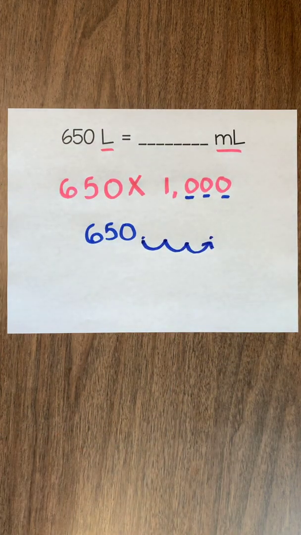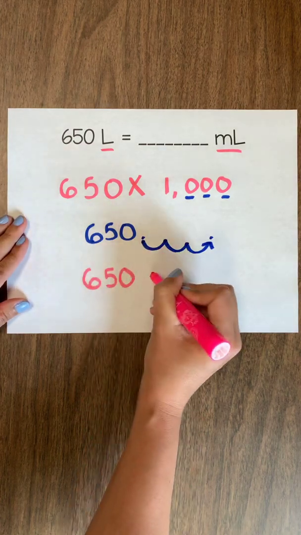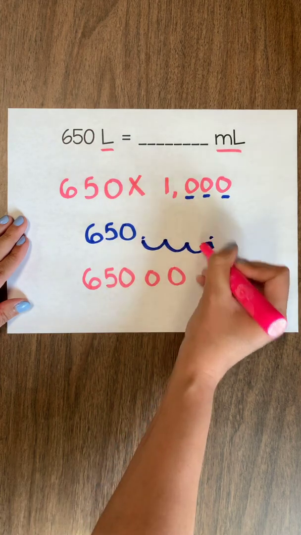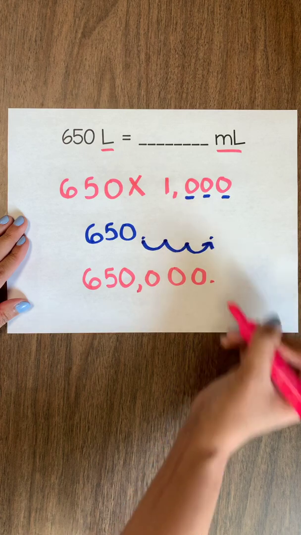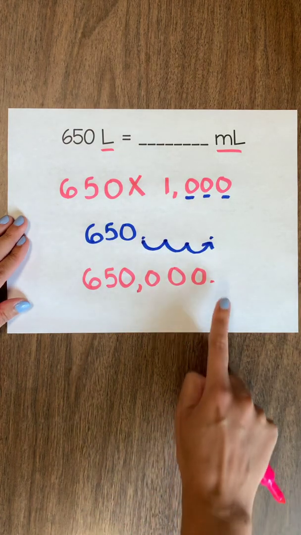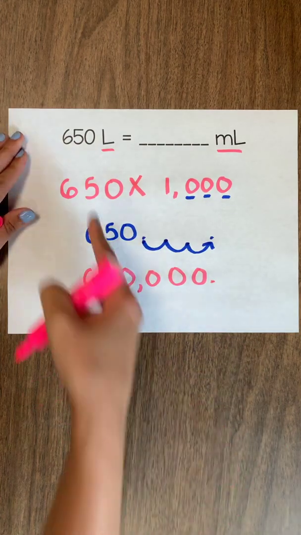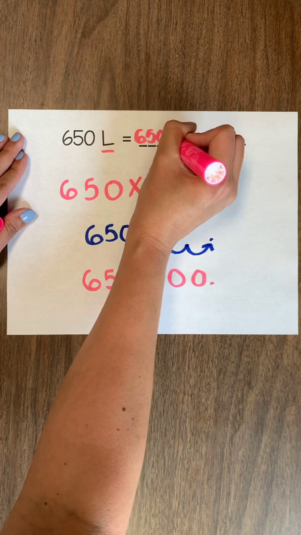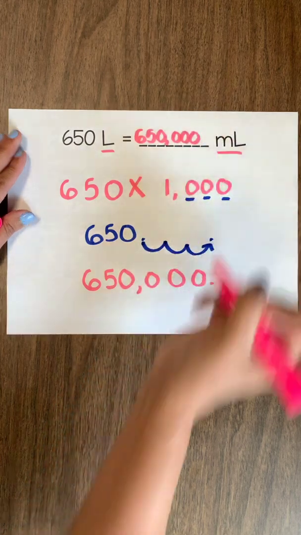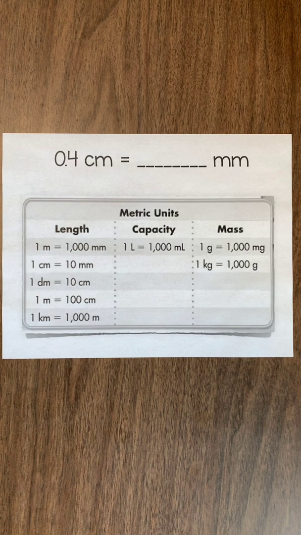So technically, in all of those blank spots, we will annex some zeros. So we'd still have 650, but now we're going to annex 3 separate zeros. And I'll put a comma there. I could put the decimal there, but it's just a whole number, so it's technically the same thing, so we don't need it there. So 650 liters is equal to 650,000 milliliters. Now that you've watched me solve a few in this way, it's your turn.